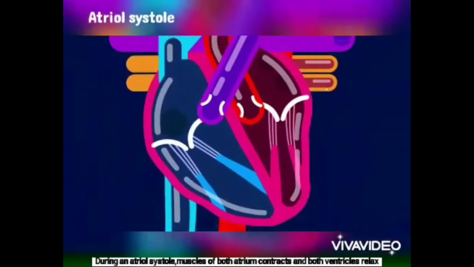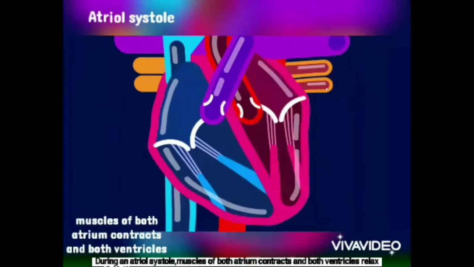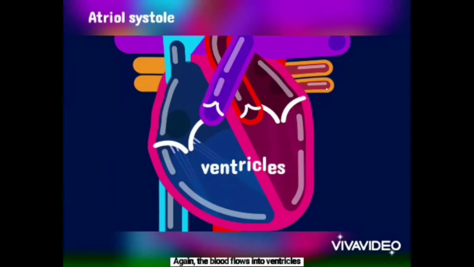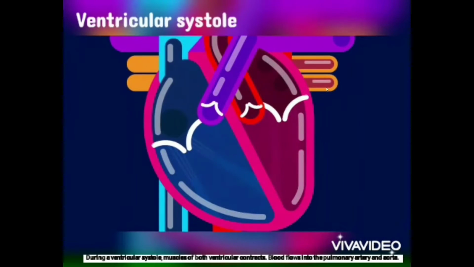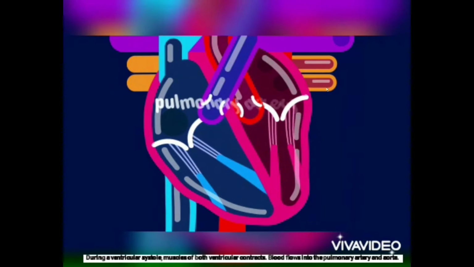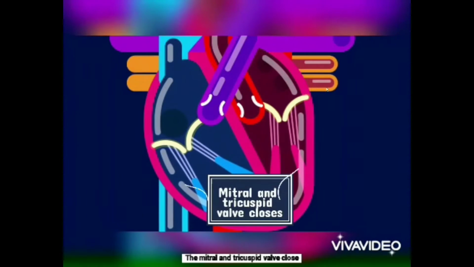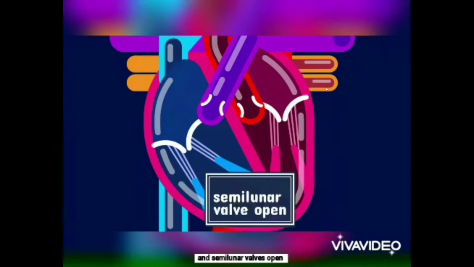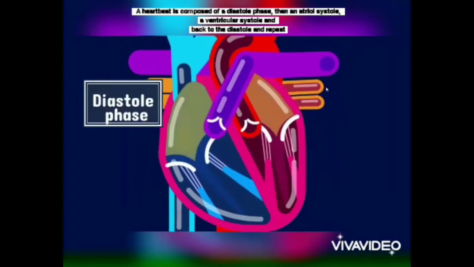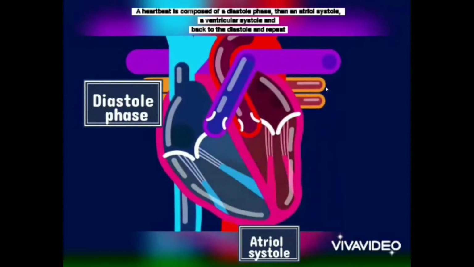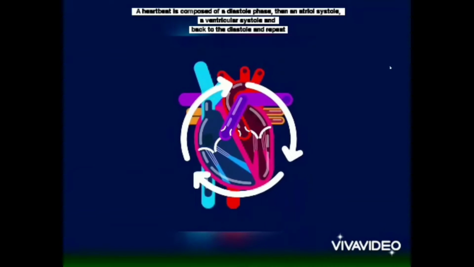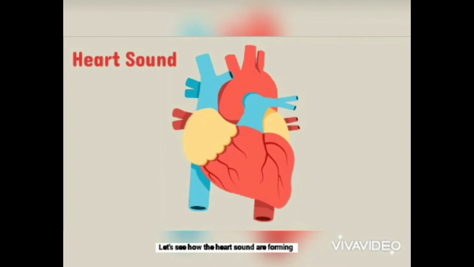During an atrial systole, muscles of both atria contract and both ventricles relax. Again, the blood flows into the ventricles. During a ventricular systole, muscles of both the ventricles contract. Blood flows into the pulmonary artery and aorta. The mitral and tricuspid valves close, and semilunar valves open. A heartbeat is composed of a diastole phase, then an atrial systole, a ventricular systole, and back to the diastole and repeat. Let's see how the heart sounds are formed.